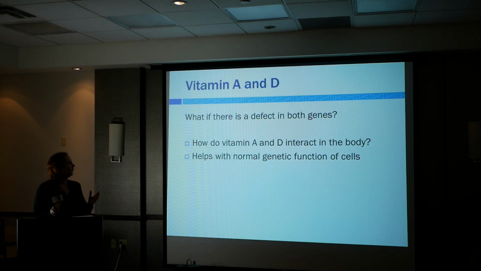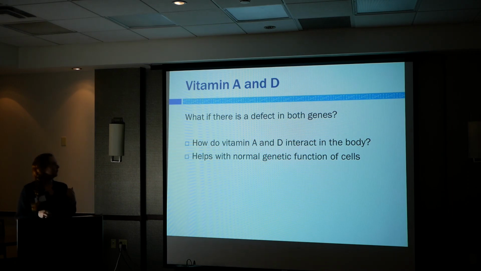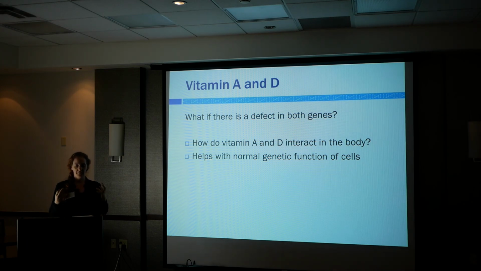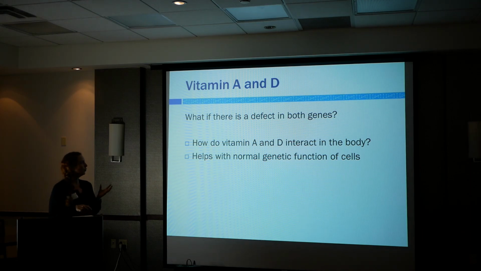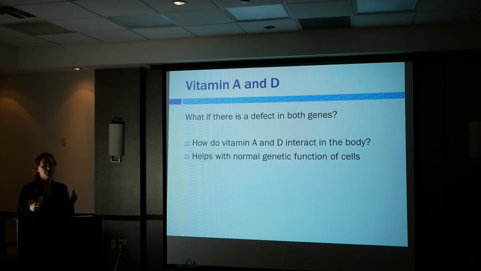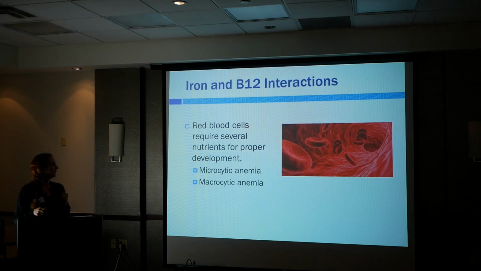So what if you have a defect in both your vitamin A absorption genes and also your ability to maintain your vitamin D levels? Well, vitamin D and vitamin A, there's a proposed effect that they have together on your immune system. So you can see a person with a weakened immune system if they don't have enough vitamin A and vitamin D in their body, because this helps with normal genetic function of the cells.